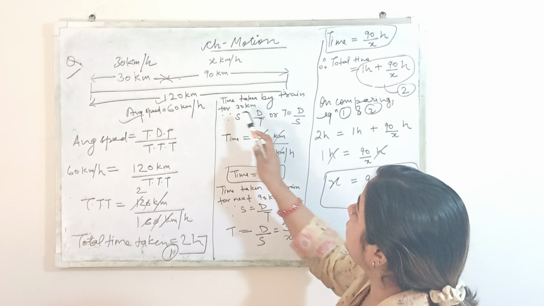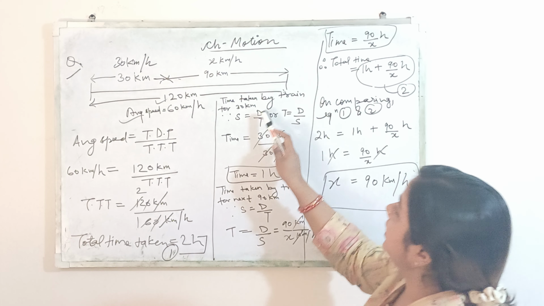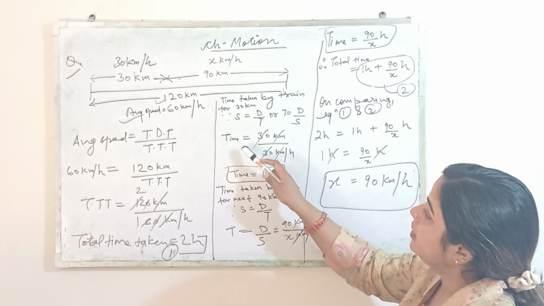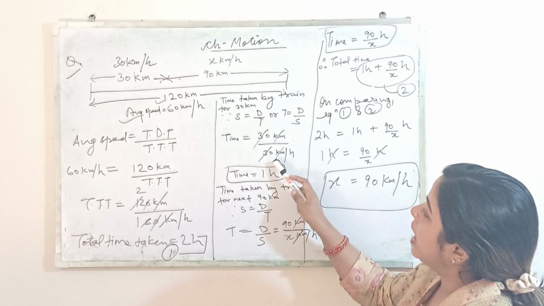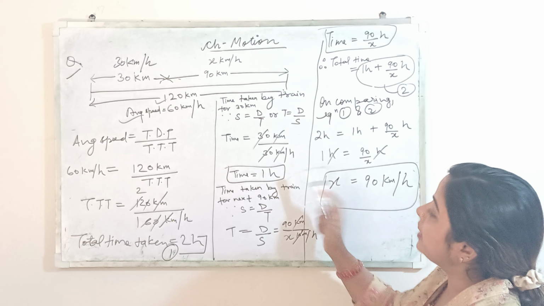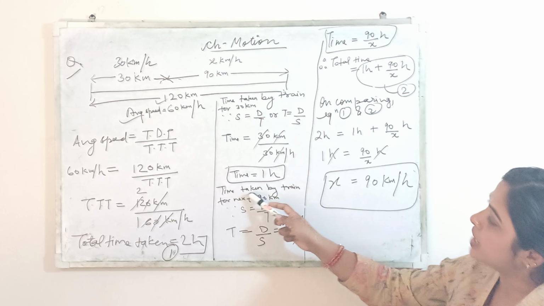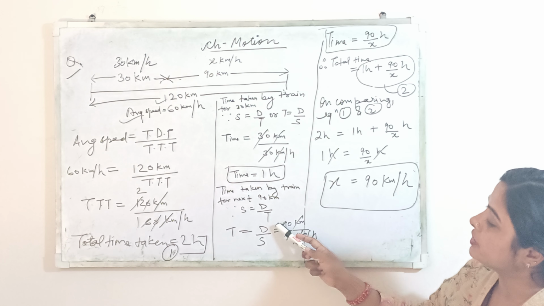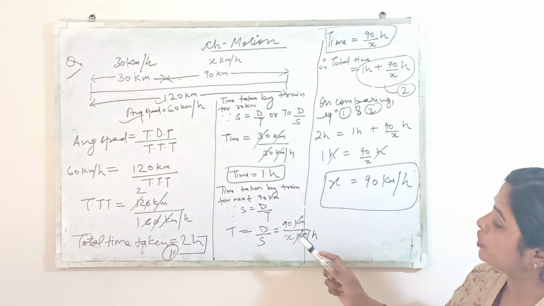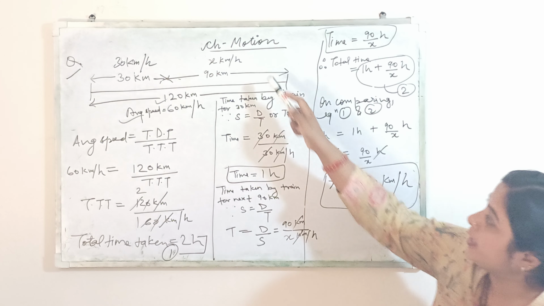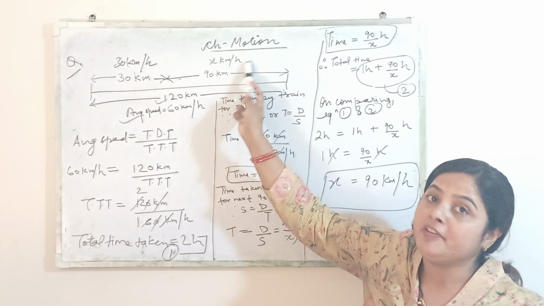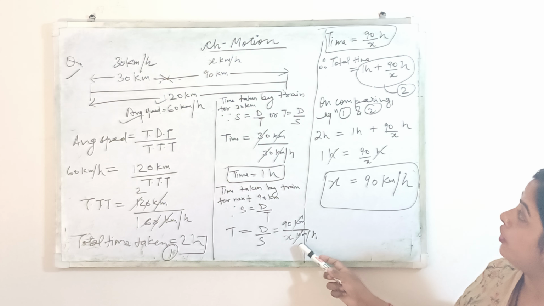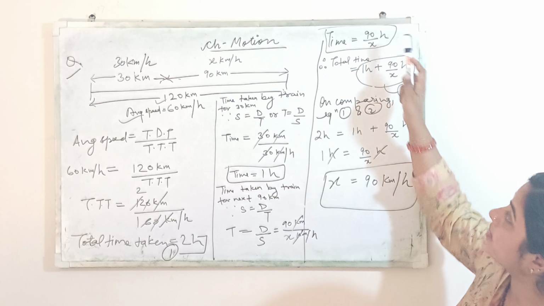Time taken by the train for 30 kilometer: speed is equal to distance upon time, so time is equal to distance upon speed. Time is equal to 30 kilometer upon 30 kilometer per hour, and time is 1 hour. Now, time taken by the train for the next 90 kilometer: time is equal to distance upon speed. Speed was not given, this only we have to calculate, so we have assumed speed as x. On calculation, it becomes 90 upon x hour.